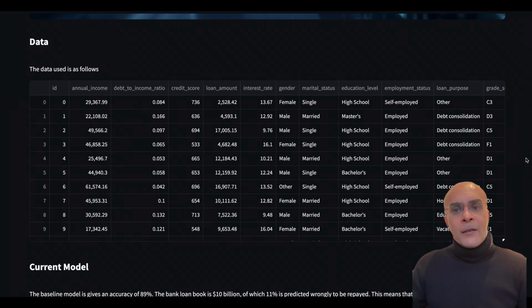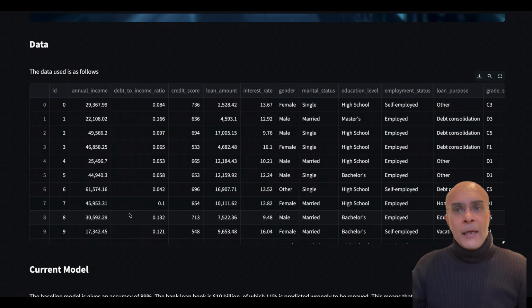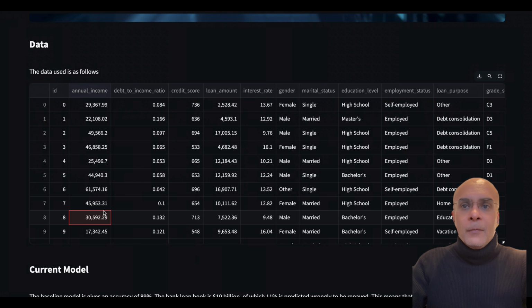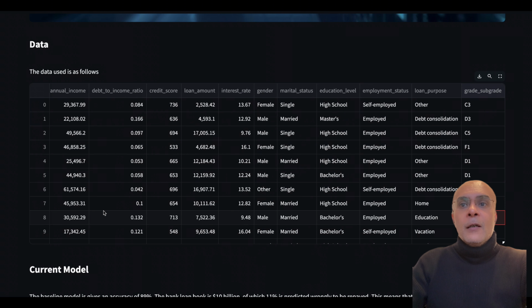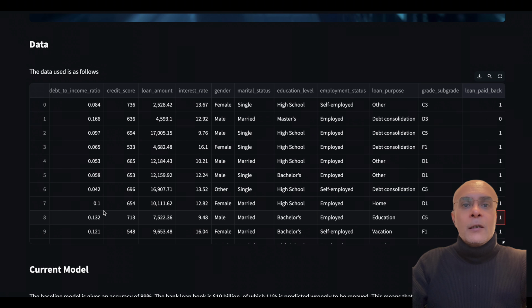The data used in this particular model looks something like this. You have the annual income of the person who has taken the loan, as well as other information such as the debt to income ratio, credit score, loan amount, some demographic features, and the information on whether the loan was paid back or not.